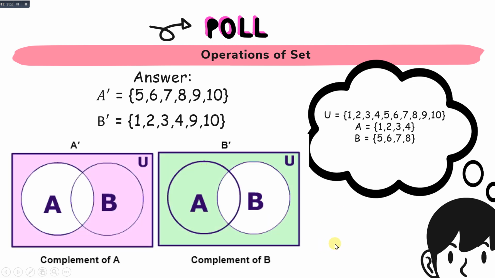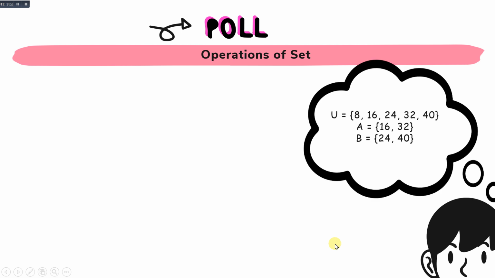Next example, we have a universal set of 8, 16, 24, 32, and 40. So what is the complement of set A? We will cross out 16 and 32. So the remaining is 8, 24, and 40. That is why the complement of set A is 8, 24, and 40.